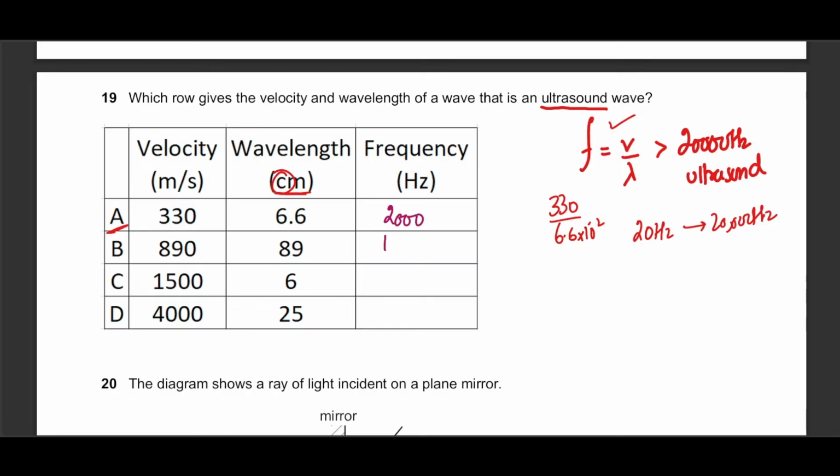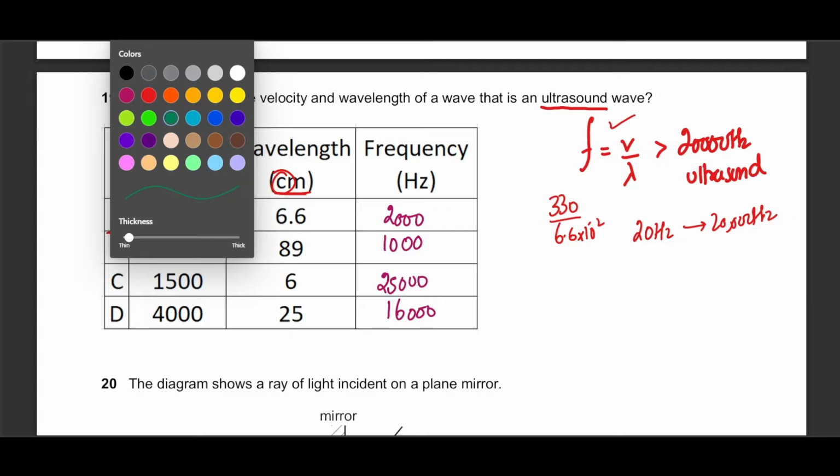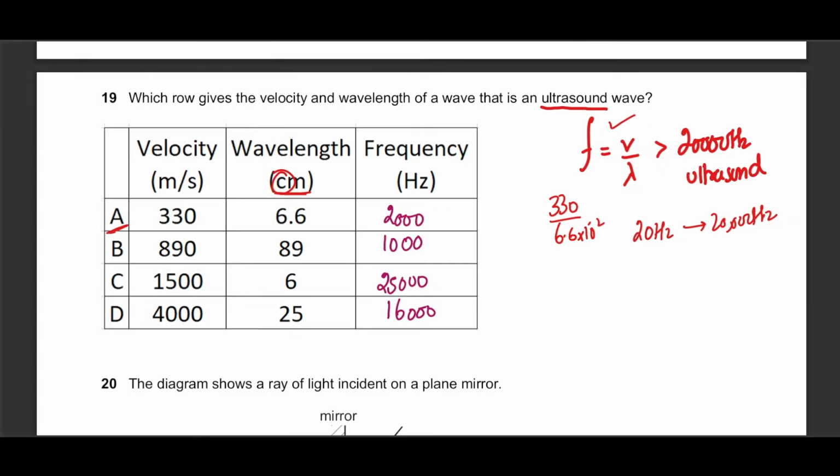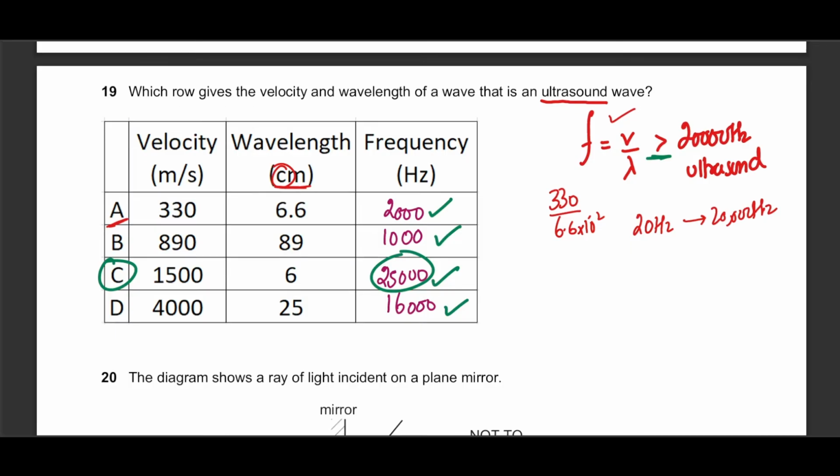The second one becomes 1000 hertz. The next one is 25,000 hertz, and the last one is 16,000 hertz. Now, all of these frequencies, we can hear them. They are within the range of human audible frequency. We can hear this, we can hear this, we can hear this. But anything greater than 20,000 qualifies for an ultrasound. So this is the option, the 25,000. So the correct answer will be option C.